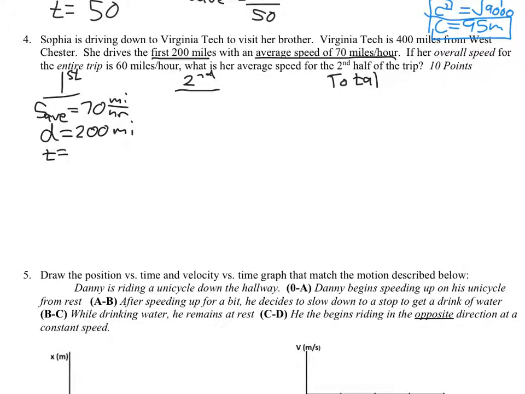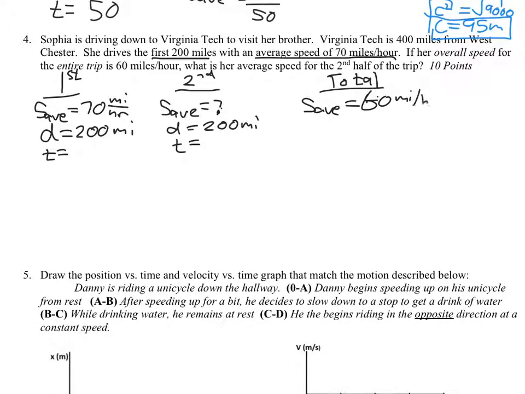For the second part, we don't know the average speed. That's ultimately what we're looking for, but the distance would be the remaining 200 miles. We don't know the time either, but we do know for the total trip we have an average speed here of 60 miles an hour, and we travel a distance of 400 miles. Don't know the time, but once again, we could find that.